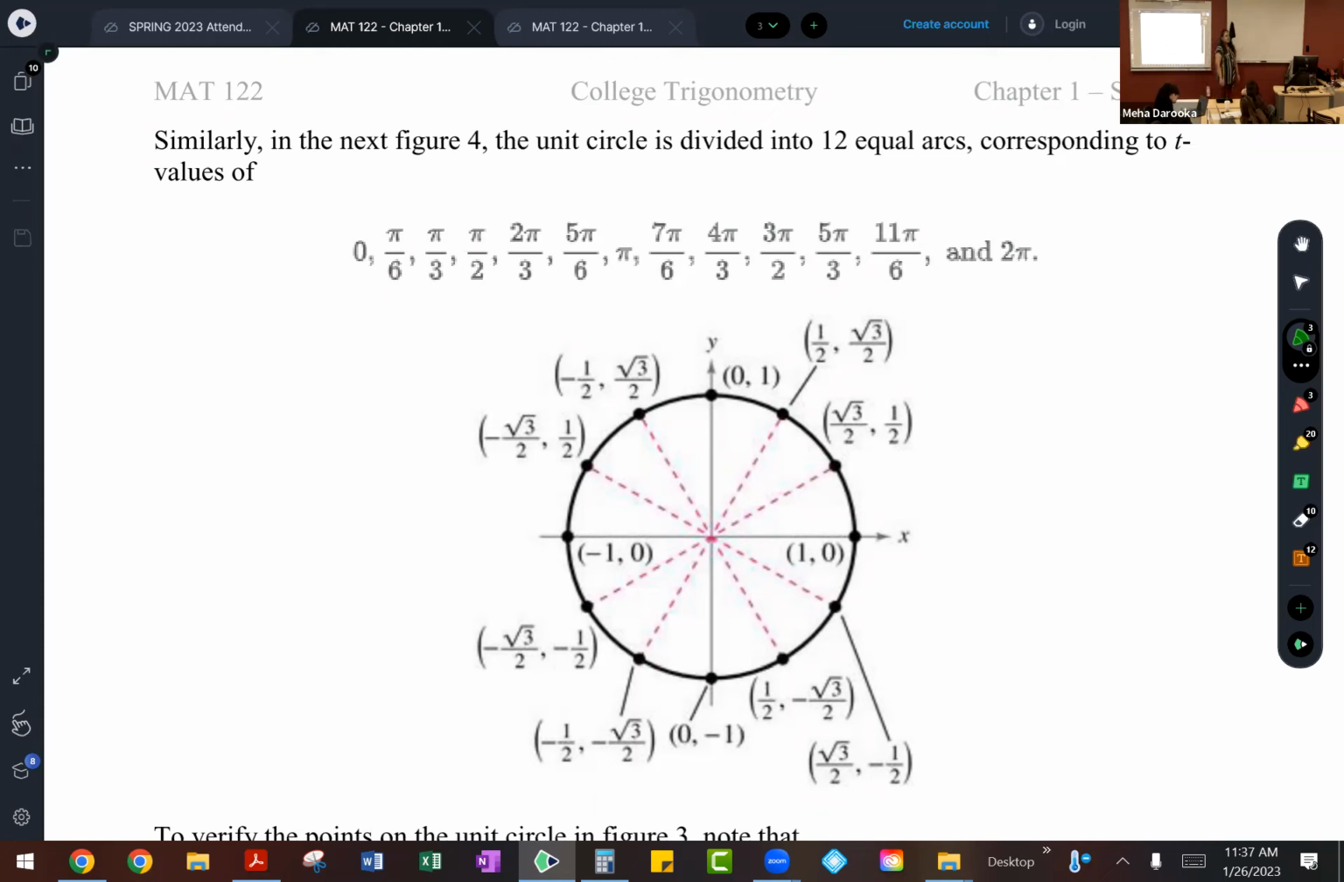Think about 360 being divided into 12 equal parts. What angle measurement are we looking at? 30. Yeah, each one of these is a measurement of 30 degrees. And you can see for that, it corresponds to square root of 3/2 and 1/2 for your x and y coordinates. And then of course, as you move along the circle, you will see those values keep changing, what those ordered pairs are going to be.